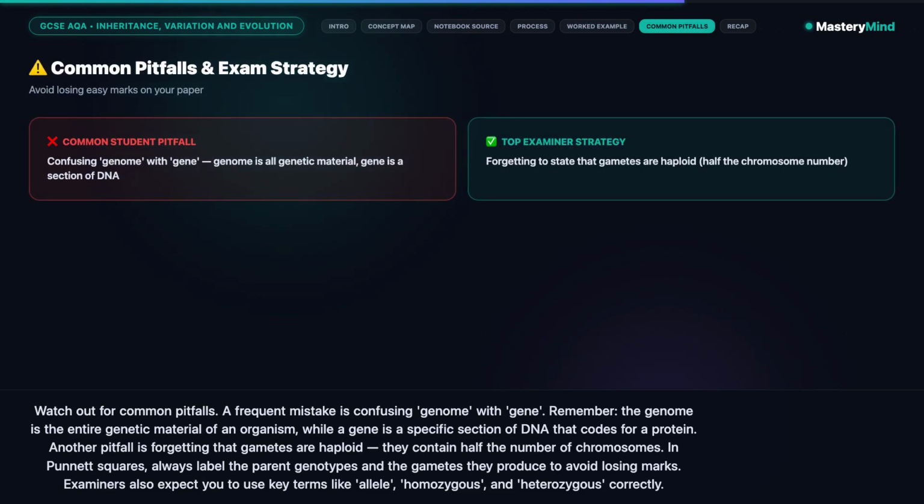A frequent mistake is confusing a genome with a gene. Remember, the genome is the entire genetic material of an organism, while a gene is a specific section of DNA that codes for a protein.